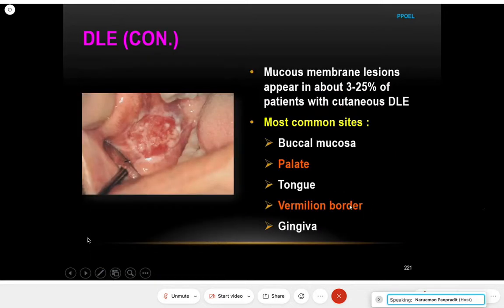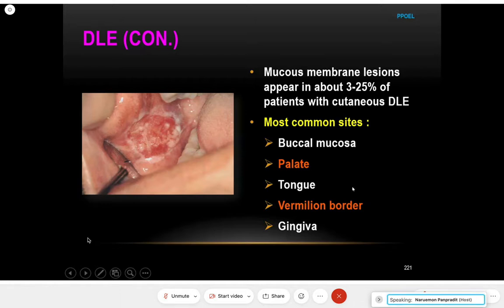And this is an oral mucosa. The oral mucosa lesion looks like lichen, a lichenoid lesion. But the important thing is that the common sites of lichen are the buccal mucosa, tongue and gingiva, in white color.